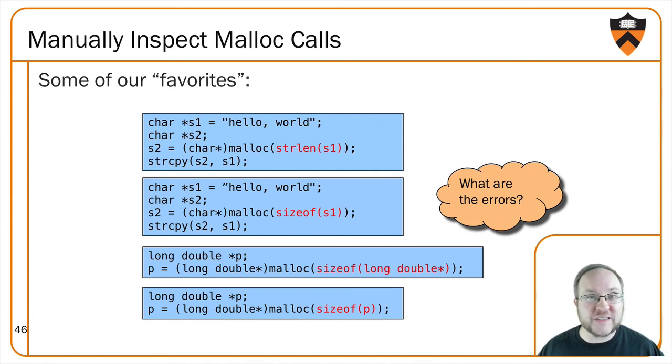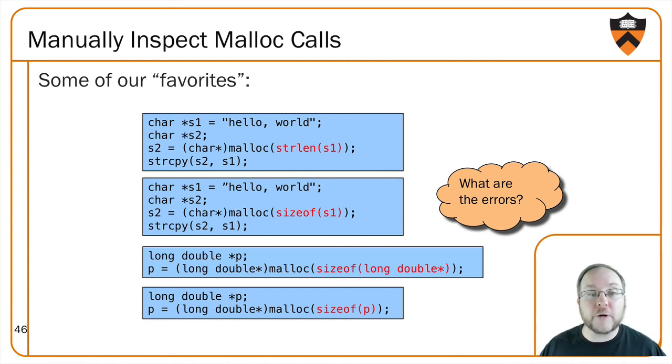I know we've seen this on the slides before, but it's such a common error that I'm going to continue reinforcing it. The second doesn't allocate enough memory because sizeof(s1) is always 8. That's too few bytes for the string hello world, which consumes 13 bytes. In the third, sizeof(long double *) is 8, because all pointers are of size 8 on ArmLab. But a long double consumes 16 bytes on ArmLab.